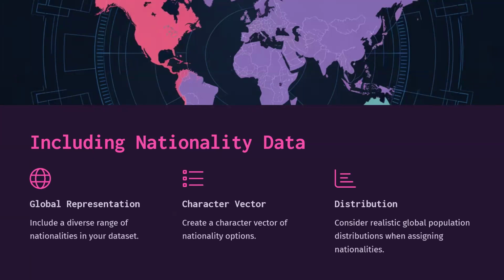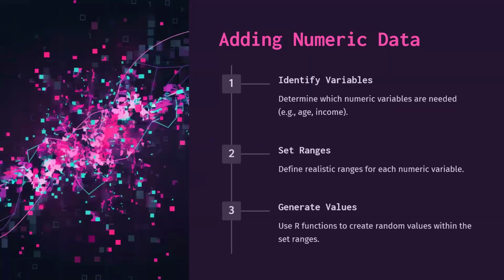And make sure you distribute realistically when you are assigning different nationalities to such data. Look, those are the insights I realized. Then, by adding numeric data, you need to identify the variables you have, because sometimes you might need age, income, and you need to set some ranges. Also, you can use different functions in R to create some random values.